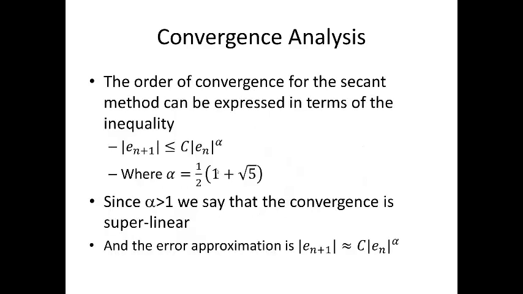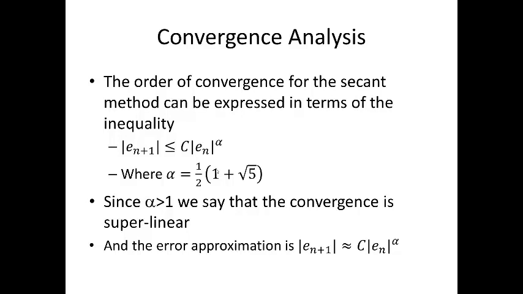So the order of convergence for the secant method can be expressed in terms of this inequality. The n plus 1 error term is less than some constant c times the nth error term raised to the alpha power. And alpha here is 1/2 times 1 plus the square root of 5. Now that's greater than 1, so we say the convergence is superlinear. And the error approximation is the absolute value of the error term equals c, our constant, times e sub n raised to the alpha.